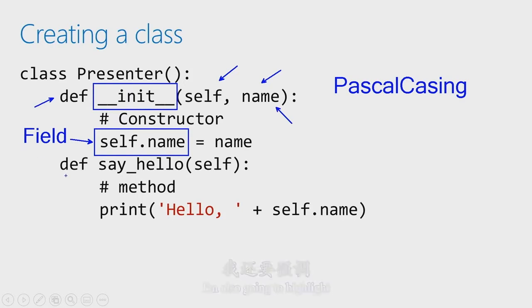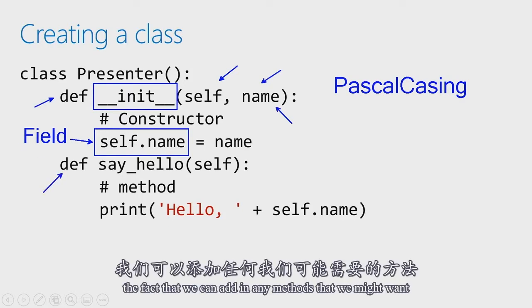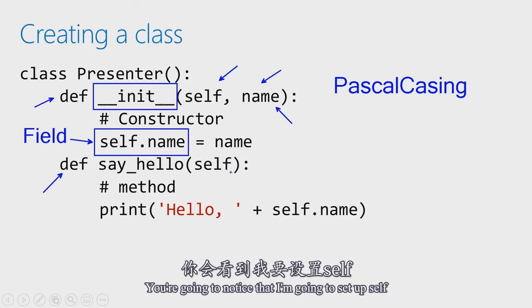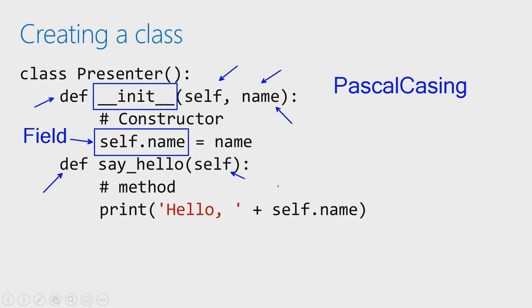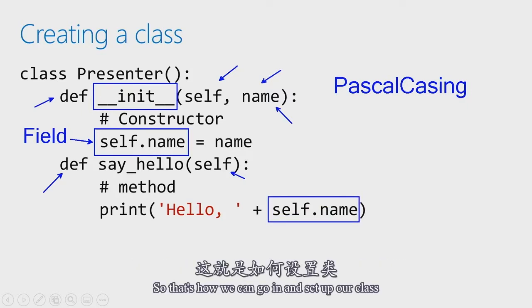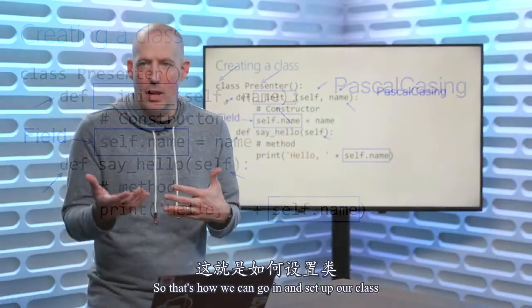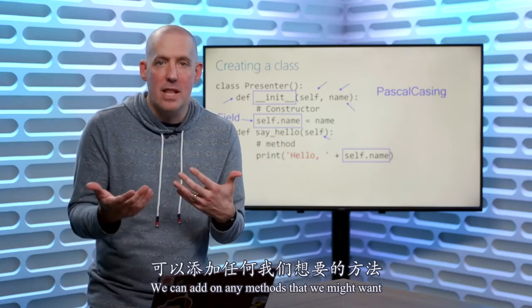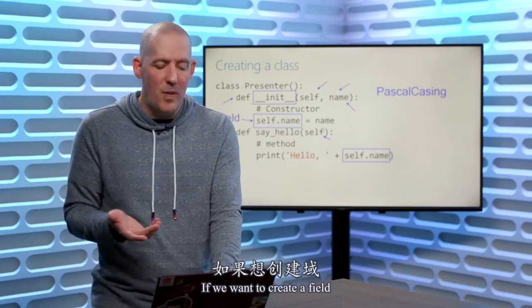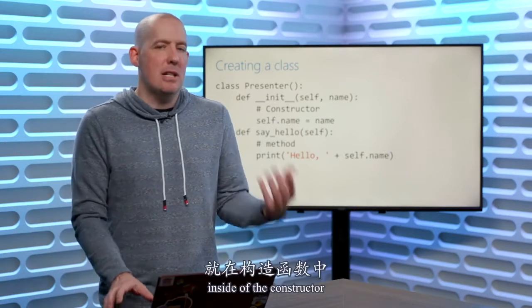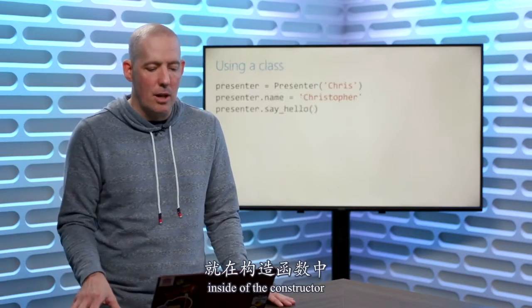I'm also going to highlight the fact that we can add in any methods that we might want. And you're going to notice that I'm going to set up self, and then I can now read all of my properties here. So that's how we can go in and set up our class. So we have our constructor, we can add on any methods that we might want, and if we want to create a field, then we just simply create it almost on the fly, if you will, inside of the constructor.